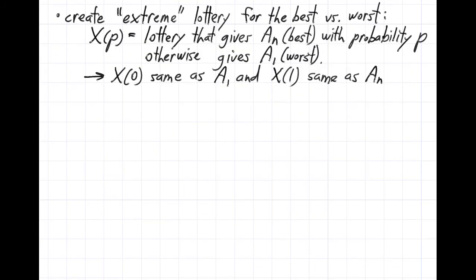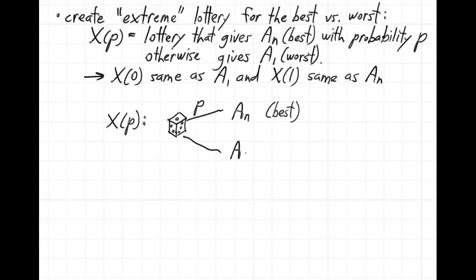That's pretty obvious, right? Let's draw our lottery tree for this. So there we have a roll of the dice to see what the outcome is. And with probability P, we get the good outcome, AN. That's our best outcome. And with probability 1 minus P, we get outcome A1, which is our worst possible outcome. So that's why I'm calling it an extreme lottery, because of all the possible things you could win, it's going to be either the best or the worst.